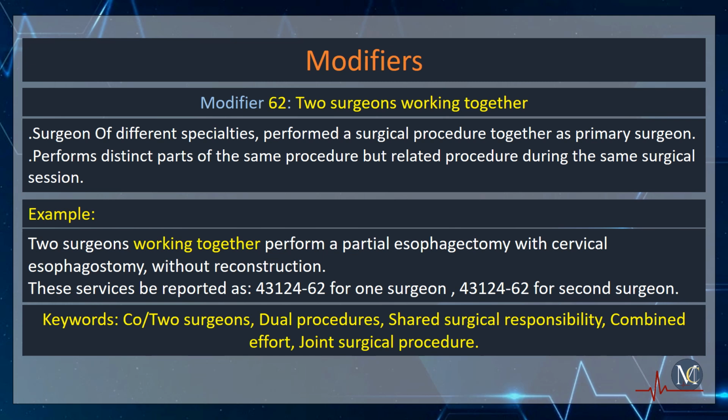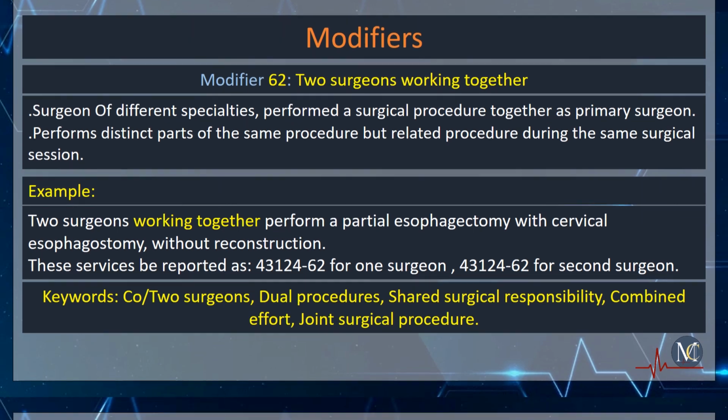Let's take an example. Two surgeons working together perform a partial esophagectomy with cervical esophagostomy without reconstruction. How will we report this service? We will add the modifier 62 to both CPT codes to show that the two surgeons are working as primary surgeons. Keywords commonly associated with CPT modifier 62 are co-surgeon, dual procedures, shared surgical responsibility, combined effort, joint surgical procedure.